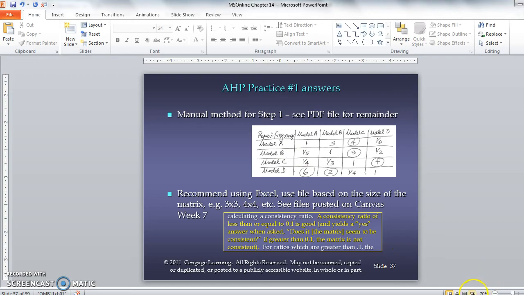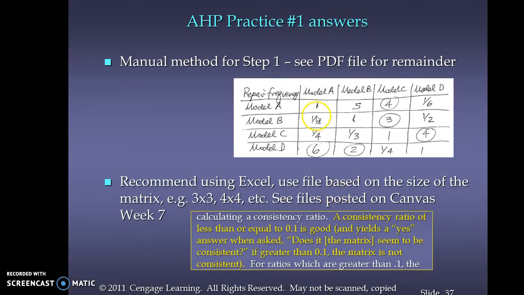So let me pull this larger. I mentioned previously that all options compared to itself is a 1. So model A compared to model A is 1. B compared to B is 1, so on and so forth. That usually forms on the diagonal of the matrix. So let's look at one example in terms of completing this matrix.